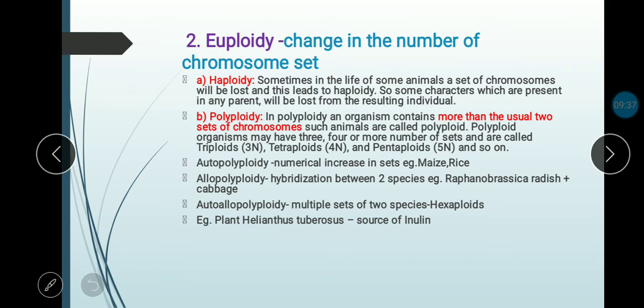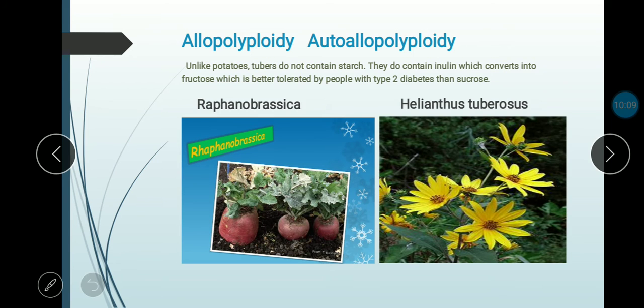Genetic material of radish and cabbage mixed and formed a new variety called Raphanobrassica. Next one is autoallopolyploidy, multiple sets of two species, hexaploids. For example, the plant Helianthus tuberosus. It is a source of inulin. Inulin is a sugar which is directly converted into fructose, which is very helpful for type 2 diabetic patients.